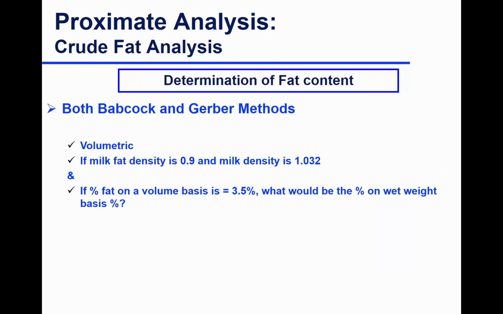Let's continue with that sheet of paper and solve this. So remember, this is a volumetric method, both of them. So we're measuring volume. So we'll say if we're measuring the fat in milk, the density of the fat is 0.9 and the milk density is 1.032. So on volume basis, the percent fat, milliliter per 100 milliliters, is 3.5. What would it be on wet weight basis? So on volume basis, it's 3.5. What would it be on weight basis?